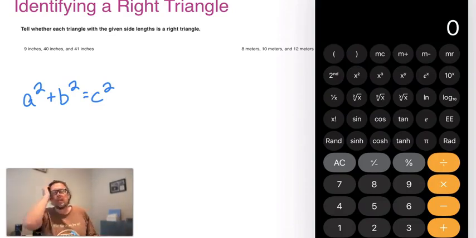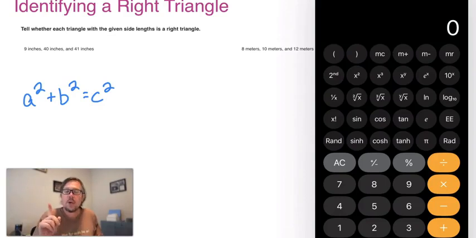So the Pythagorean theorem only works for right triangles, which means if we can take three sides of a triangle and show the Pythagorean theorem works, that means the triangle must be a right triangle. So in order to test this, to take three sides and see whether this is a right triangle, we just have to do two things.